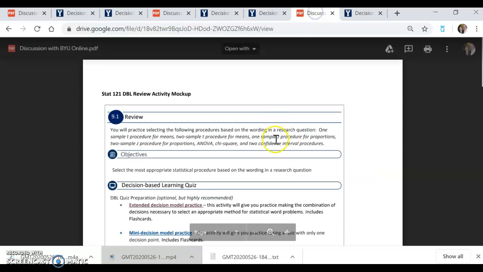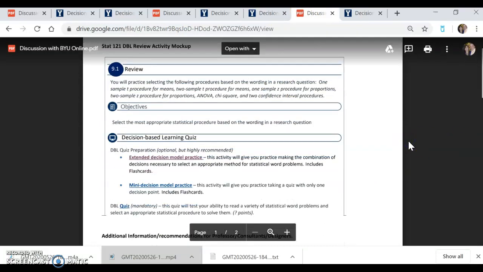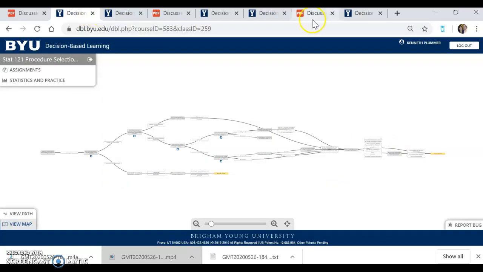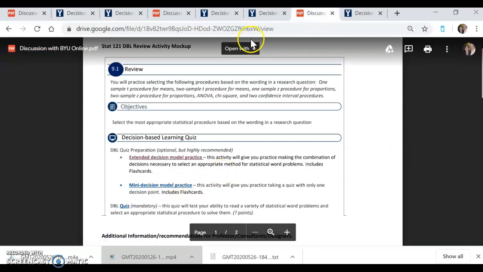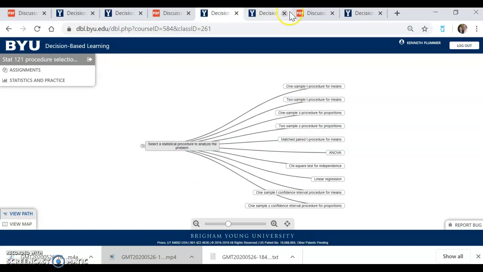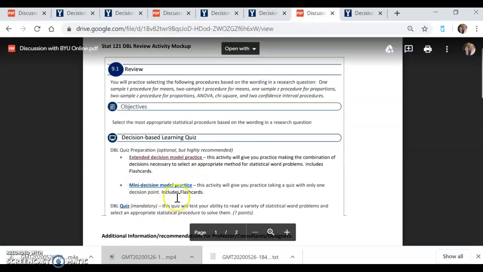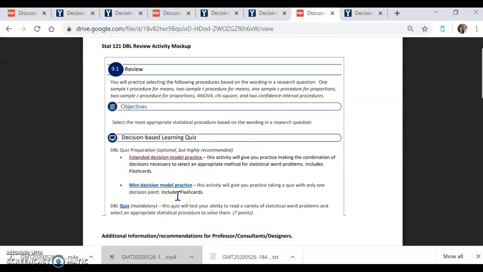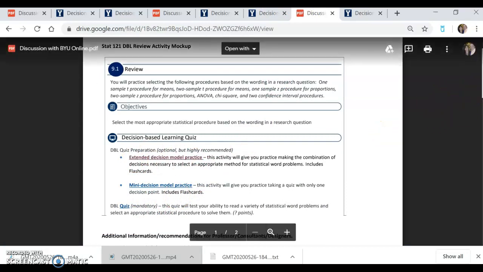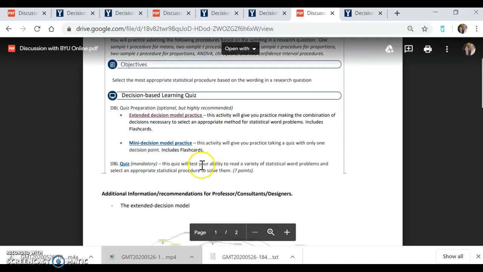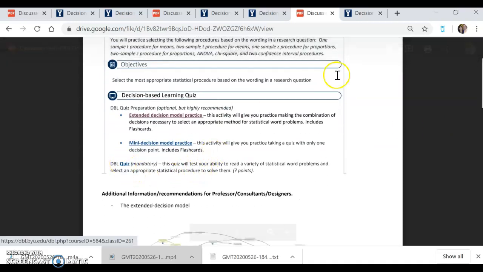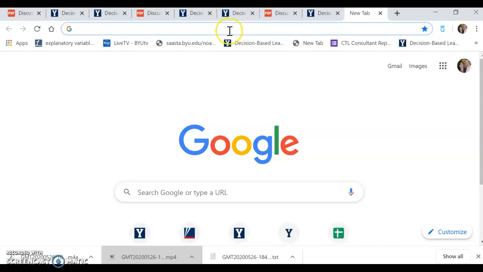Now, once the students are ready, they've practiced the extended decision model, which looks like this. Then they've practiced the mini decision model, which looks like this. And now they're ready. Now, once again, this is optional. Some students will feel like they can do it. I think very few will be able to, and we'll encourage them to at least go through some of the practice to see how they do. But when they click on the mandatory quiz, this is what they'll get.